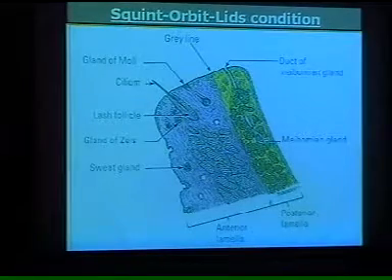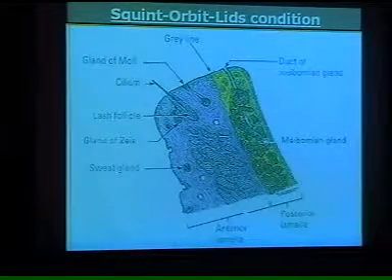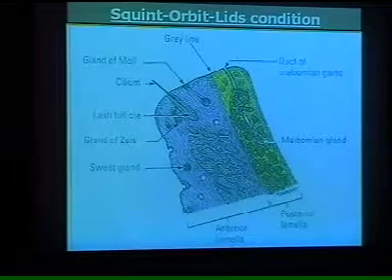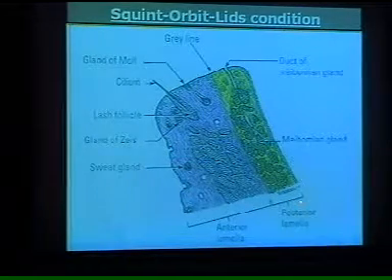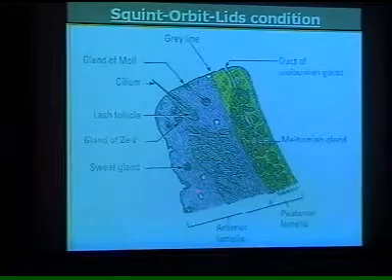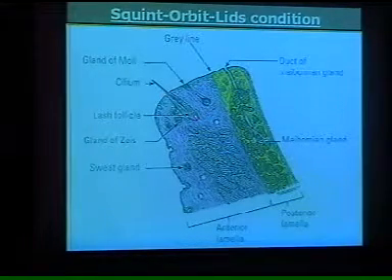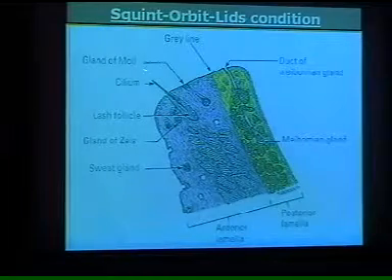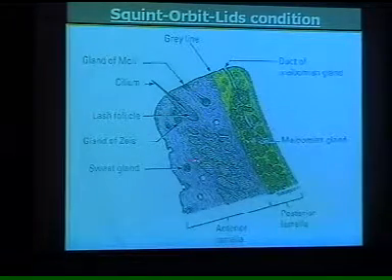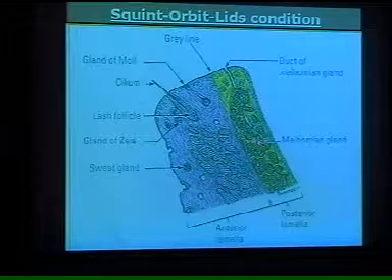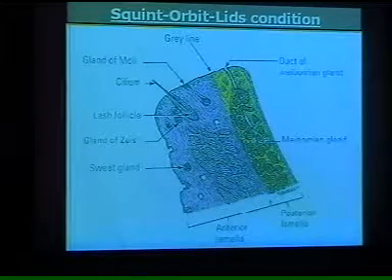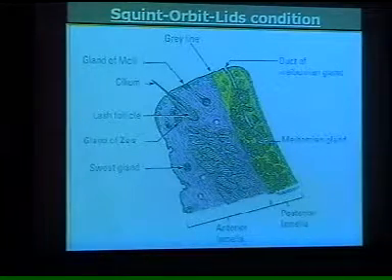Now, I'll just touch a couple of lid conditions to give you an anatomy of the lid. This is the posterior lamella, this is the anterior lamella. Gray line is the junction between the two. You can see the lashes here, cilium. You can see the gland of Moll. You can see the sweat glands and the Meibomian gland, which is located in the posterior lamella.